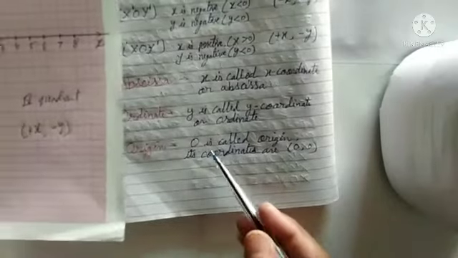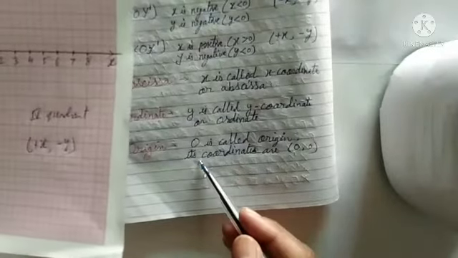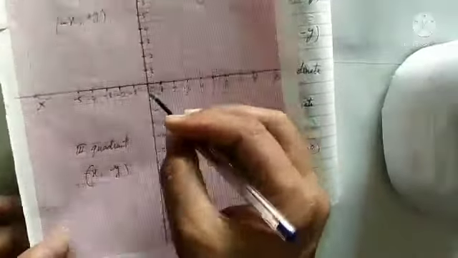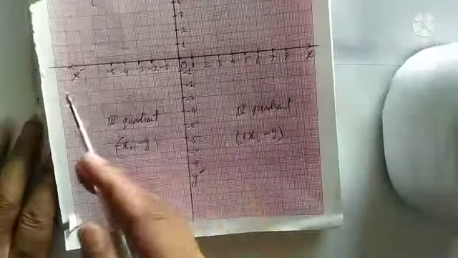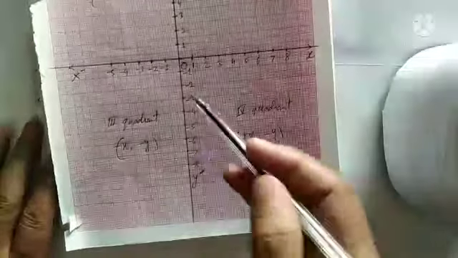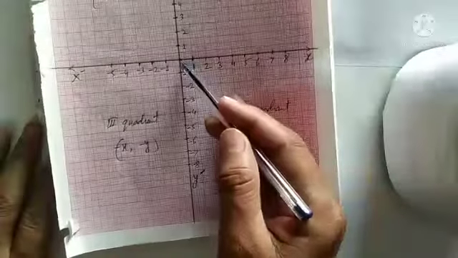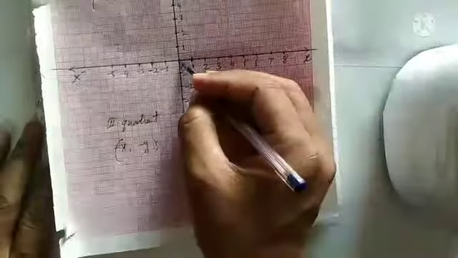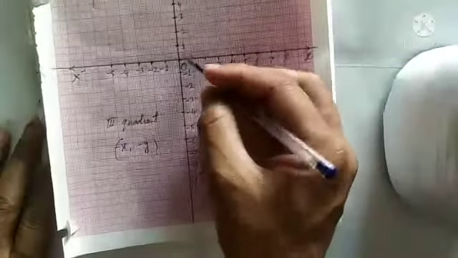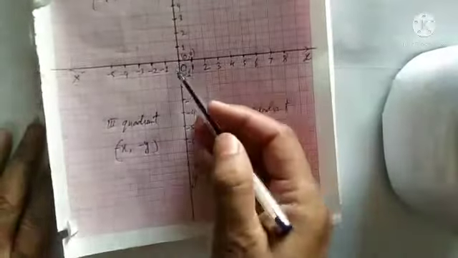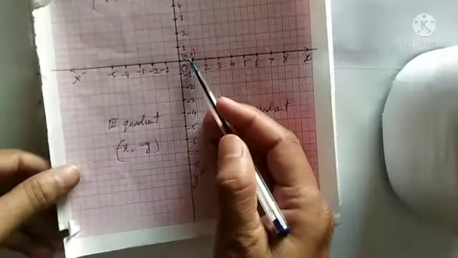Origin. Origin means O is called the origin. Its coordinates are always 0, 0. This is called the origin point. The point where both lines, the horizontal line and the vertical line, intersect each other at a right angle is known as the origin, and the coordinates of the origin always remain 0, 0. Okay, x is 0 and y is also 0.